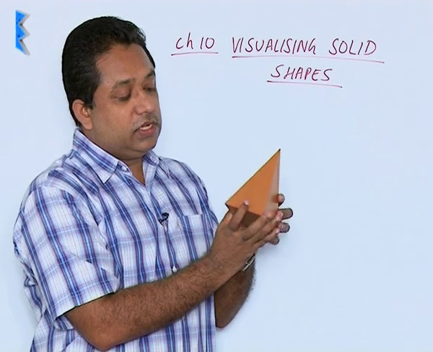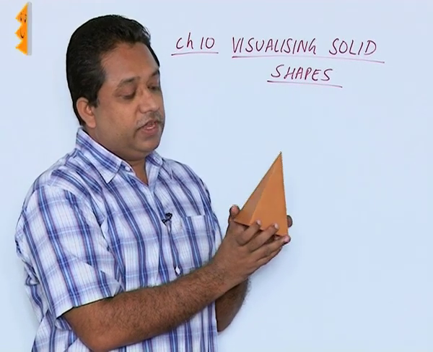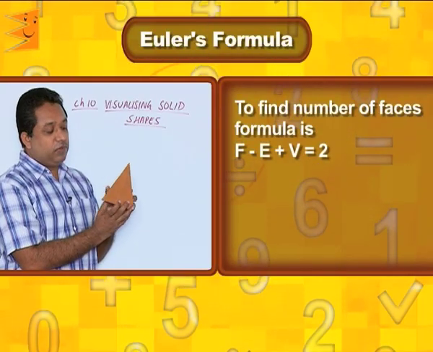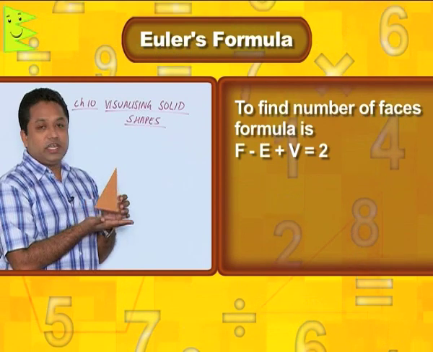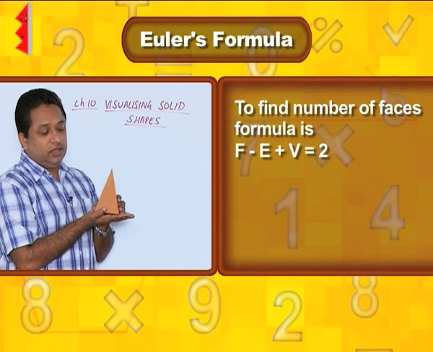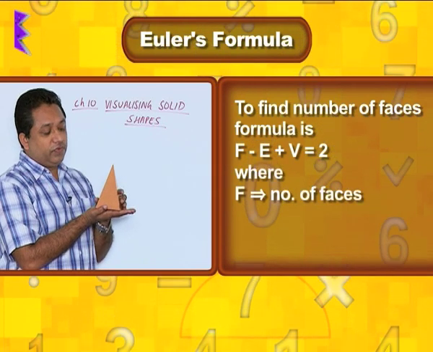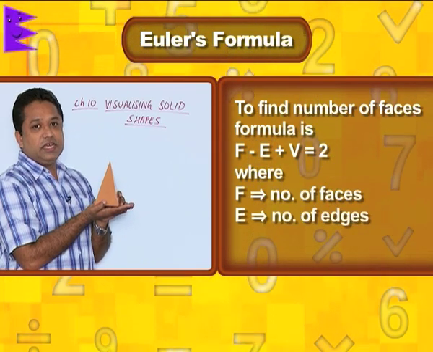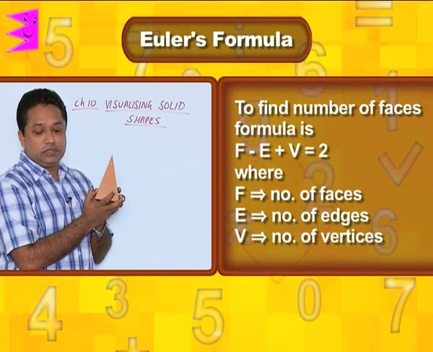And in all these figures, if we find the number of faces, edges and vertices, there is a formula: f minus e plus v is equal to 2. So all these figures should satisfy Euler's formula, that is f minus e plus v is 2, where f stands for the number of faces, e stands for the number of edges and v stands for the number of vertices.